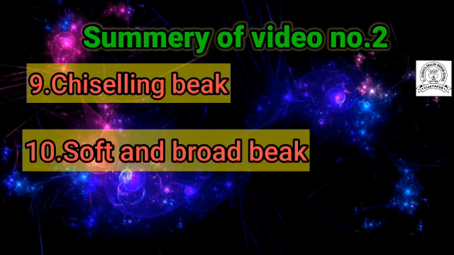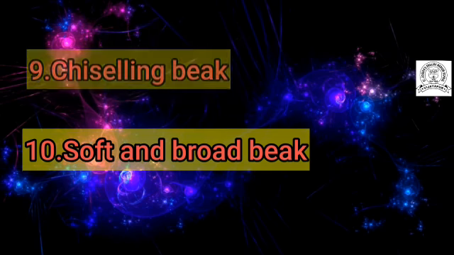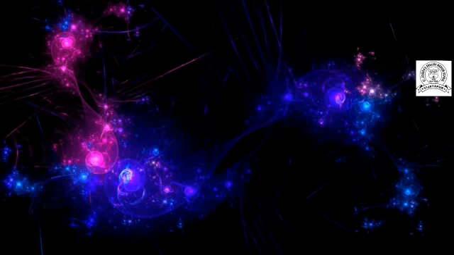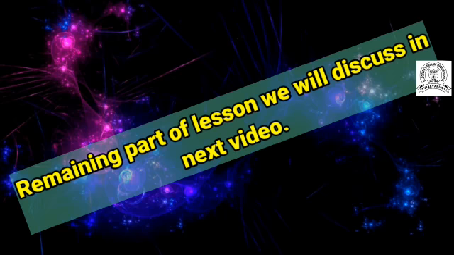Now the last beak we discussed is the soft and broad beak. This type of beak is present in swallow birds, and these swallow birds are found everywhere. And when the swallow bird flies, at that time they can catch insects also. So children, up to here we discussed the lesson. The remaining part of this lesson we will discuss in our next video. Up to there, thank you children.